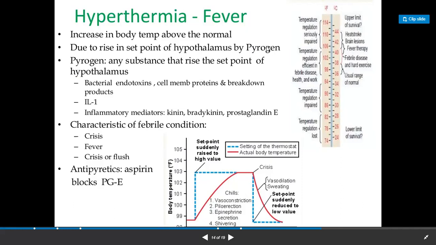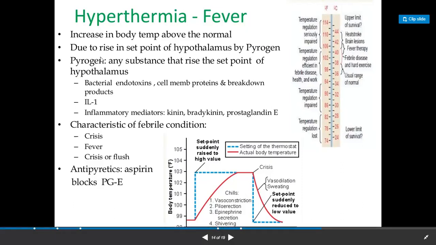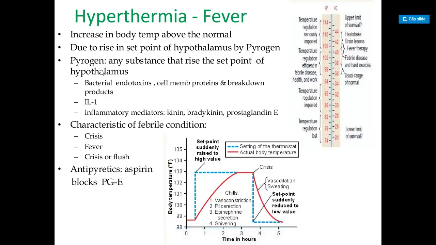So pyrogen is anything that will increase your body temperature. Anything that will cause your hypothalamus to increase the set point of your temperature is called a pyrogen. So examples of pyrogens: any substance that raises the set point of the hypothalamus from 37 degrees to maybe 37.5 or 38 is called a pyrogen.